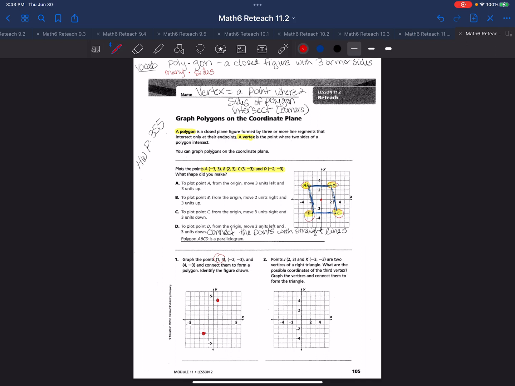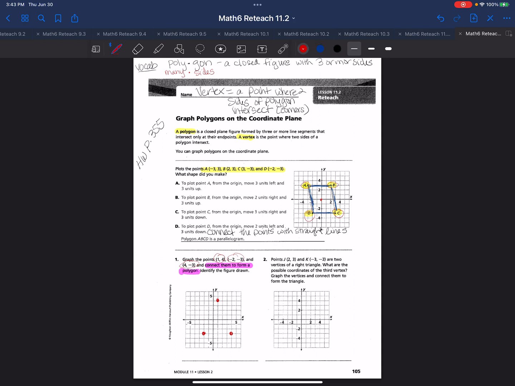And then the third one, I've already done that one. Now I need to do 4, -3. Start at the origin, go to the right 4, and then down 3. Then it says, connect them to form a polygon. That is the next part of the problem.